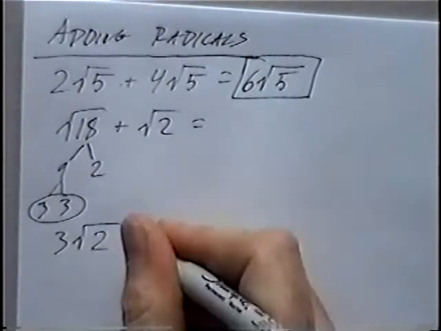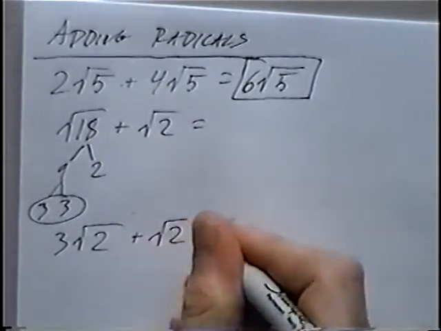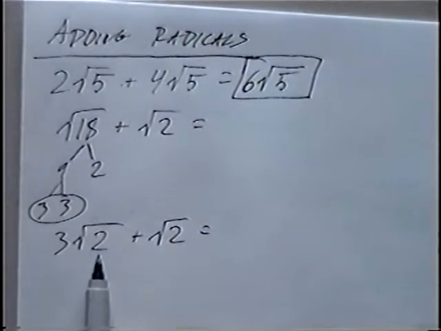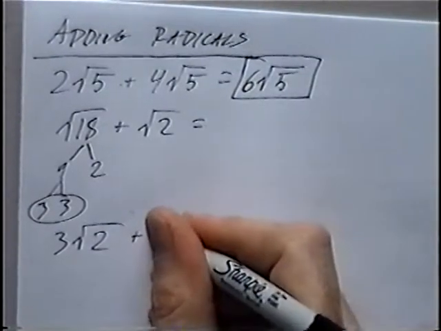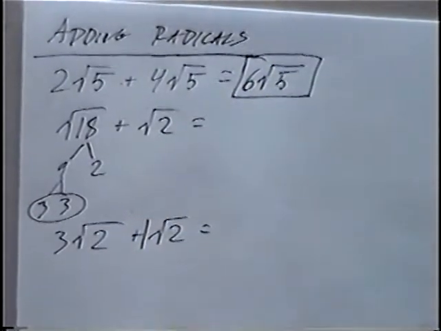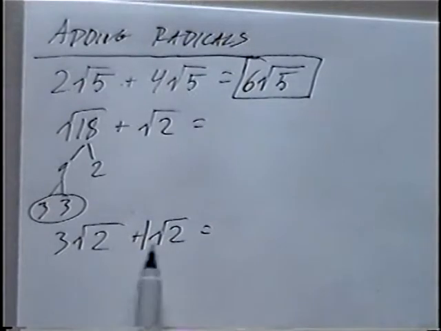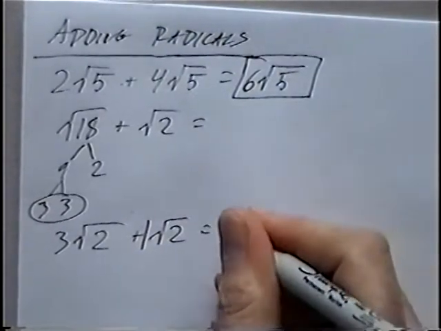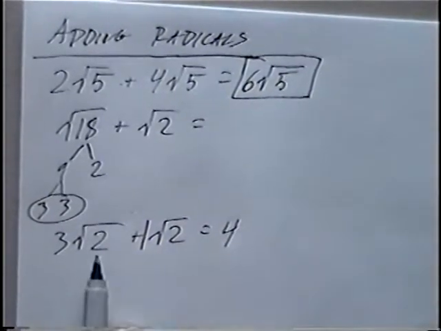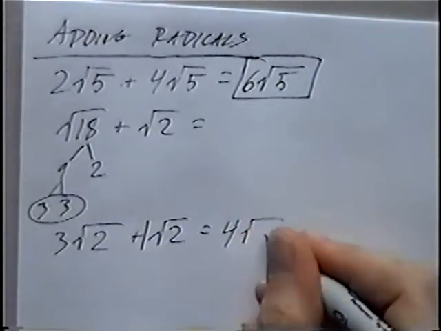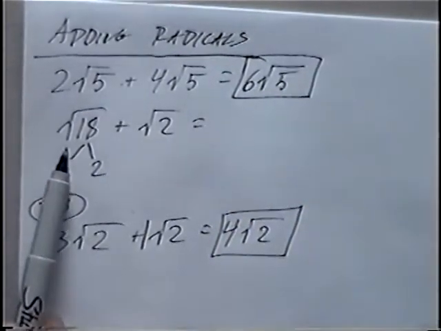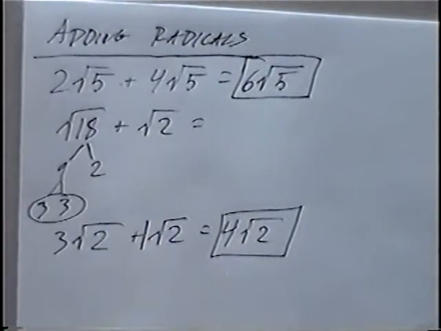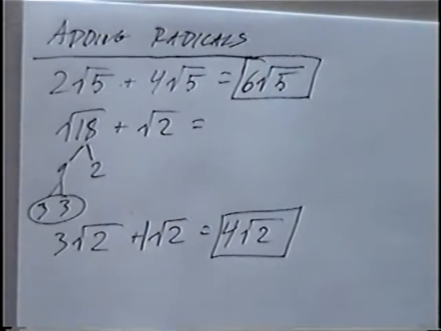Bringing down the plus radical 2. Our new problem would be 3 radical 2 plus radical 2. There's no number in front of the radical, so we can put a 1 for the coefficient. Both radicals are exactly the same, so we can add the coefficients 3 plus 1, and the radical 2's would stay the same. So our final answer, radical 18 plus radical 2, would be 4 radical 2.